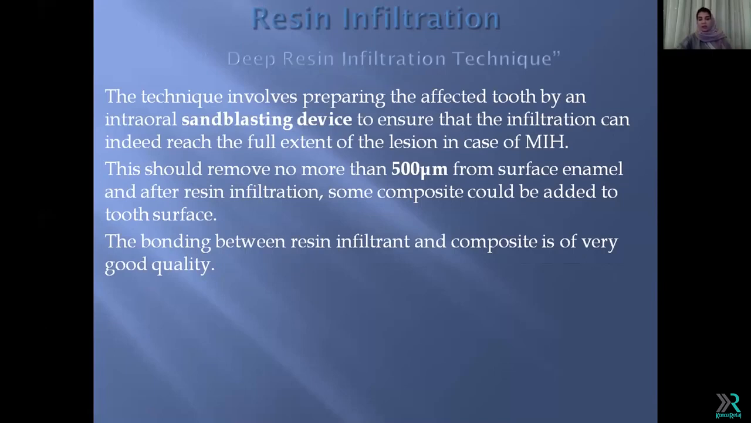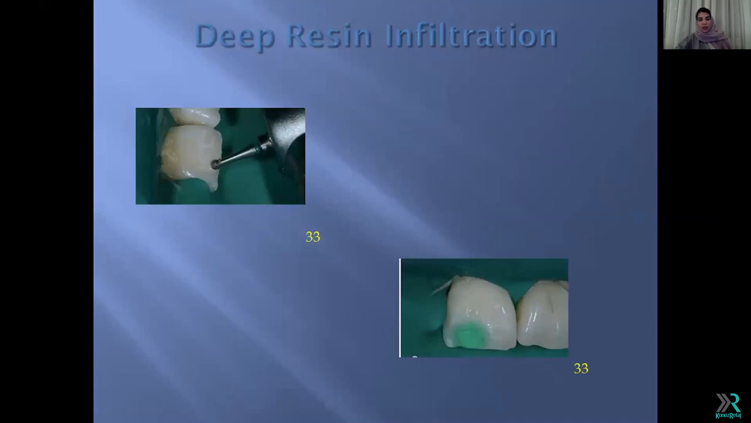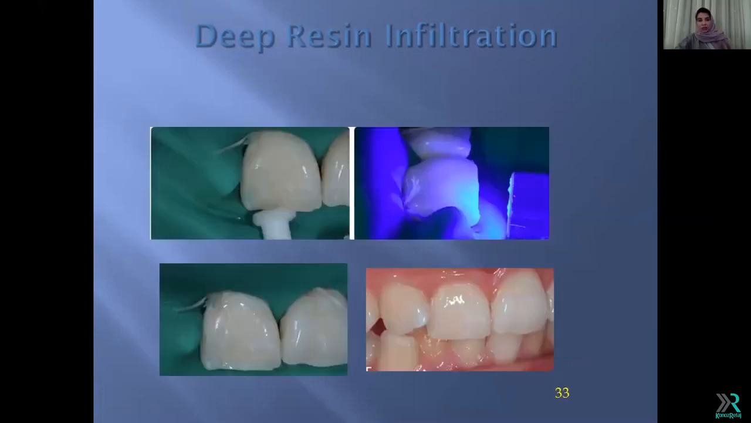And after resin infiltration, some composite can be added. And the bonding between resin infiltrant and composite is of very good quality. Here's the technique that used the ICON system in the anterior, using ICON etch, ICON dry, then the infiltrant, and the other technique by removal of some tooth substance, then applying the resin infiltration. After that, adding the composite.